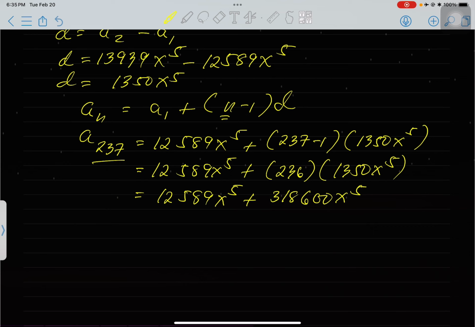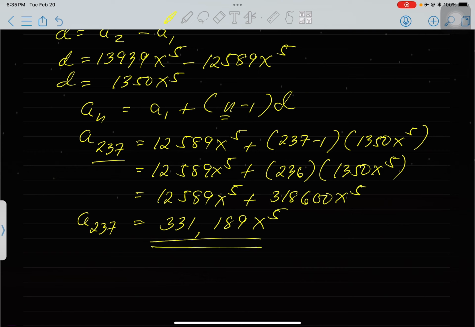Then we will combine this. This will be now the value of our 237th term. And the result is a sub 237 is equal to 331,189 x raised to the power of 5. And this is now the value of the 237th term from the given arithmetic sequence.